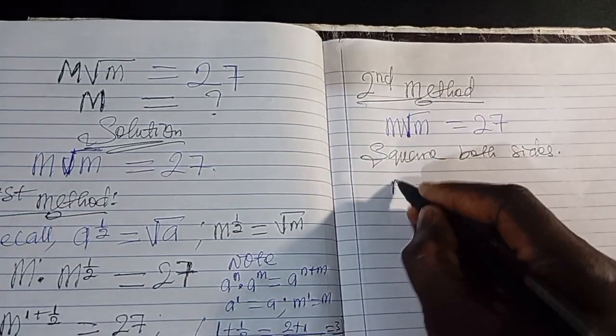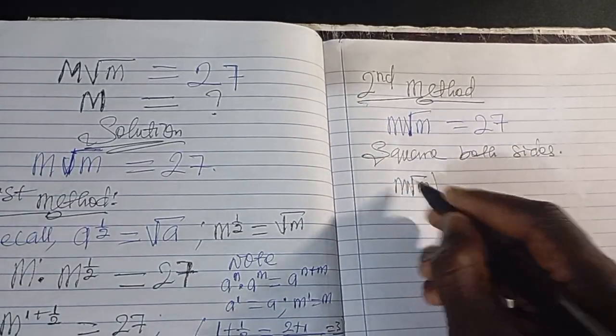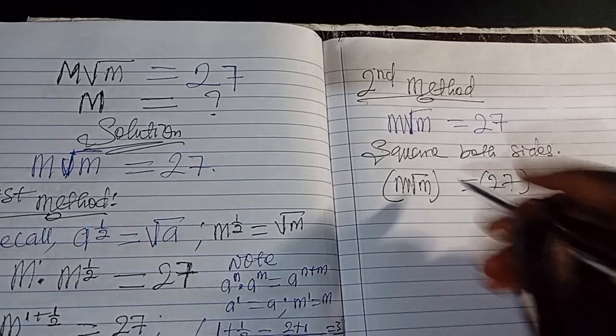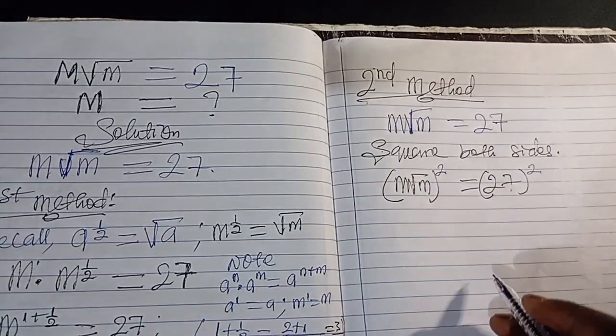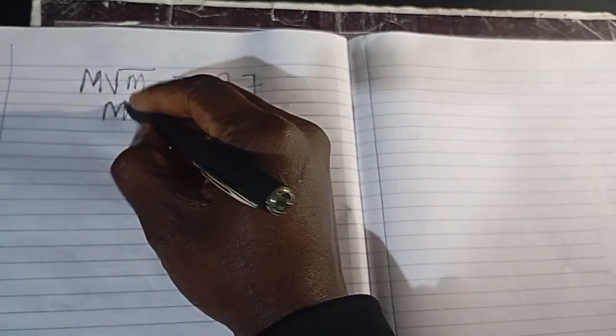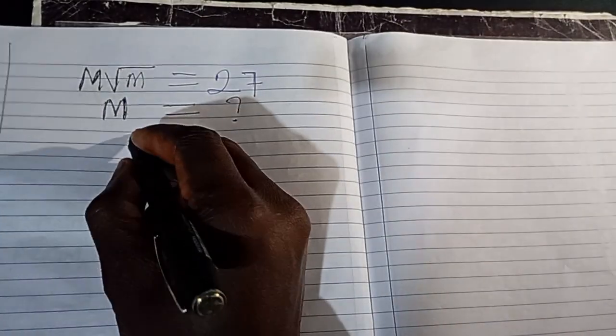I will have m times root m, so all raised to power 2. Hi, let's solve this equation and find the value of m. Okay, solution.